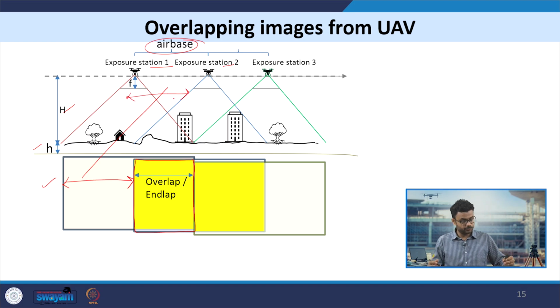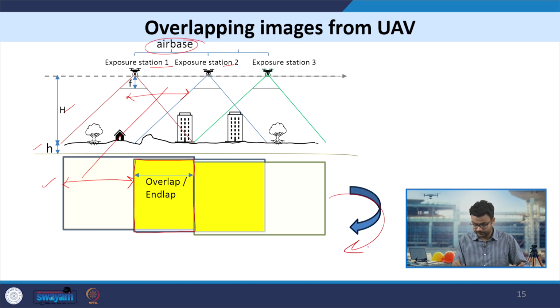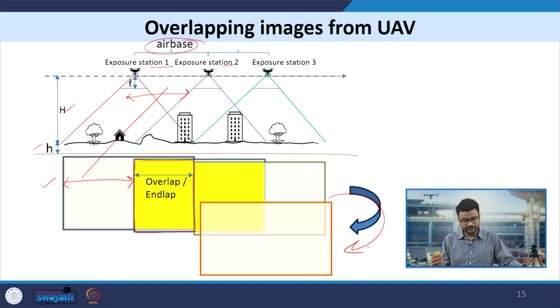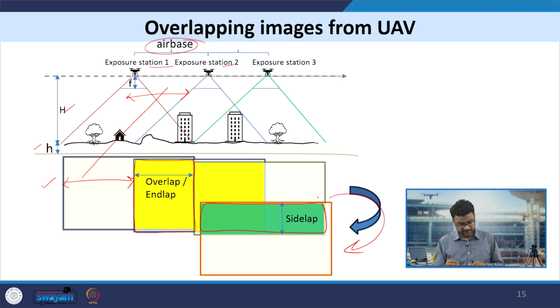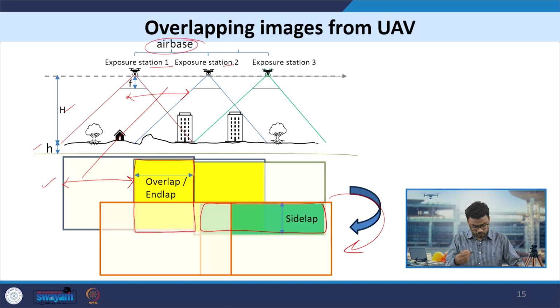So, we will use this property that the non-overlapping portion, that distance on the ground, is the same as the airbase later on. Okay, so the drone moved from exposure station 1 to 2 to 3, and now the drone will take a turn, and again it will acquire an image. Now, we can see that this image has an overlap in the side direction. So, this portion is known as the side lap, and more images will be required.